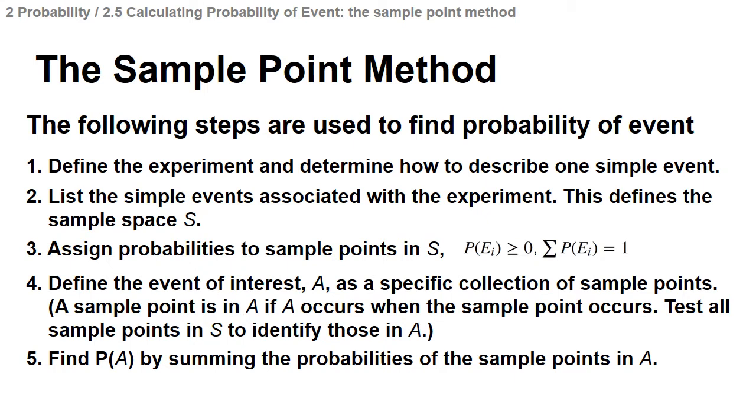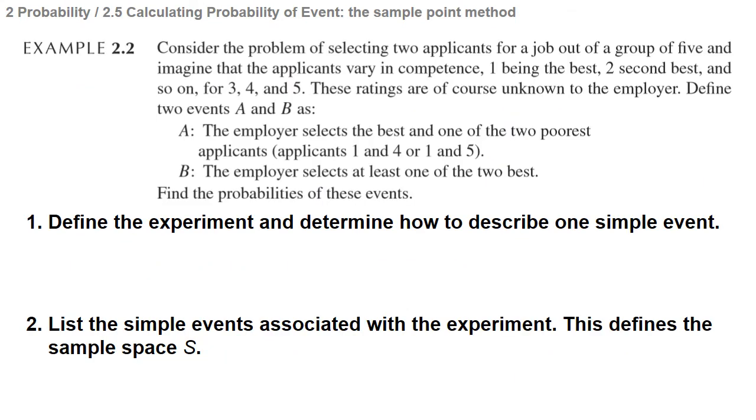Okay, let's learn the sample point method from this example. Example 2.2. Consider the problem of selecting 2 applicants for a job out of a group of 5. So we are selecting 2 applicants from 5 people, and imagine that the applicants vary in competence, 1 being the best, 2 second best, and so on for 3, 4, and 5. These ratings are, of course, unknown to the employer. Define 2 events A and B as follows.